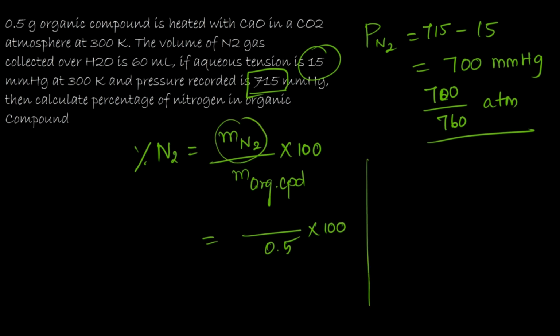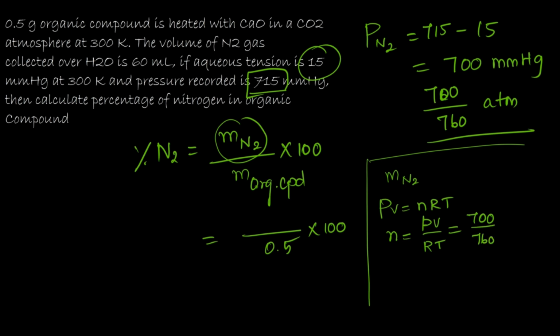So I have to find out the mass of nitrogen. How can I find it? The mass of nitrogen can easily be found from the number of moles. So how can I find the number of moles? With the simple formula PV equals nRT, the ideal gas equation. We already know the pressure, 700 by 760, and the number of moles will become PV by RT. So I am substituting the pressure over here.